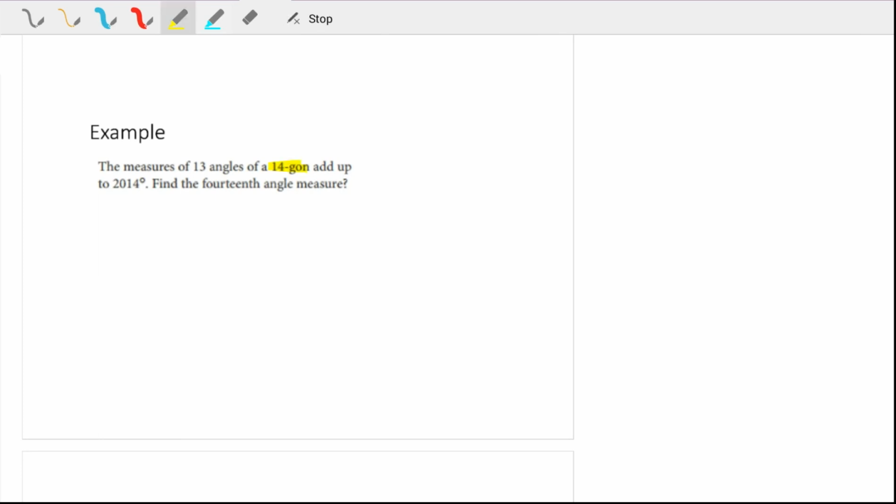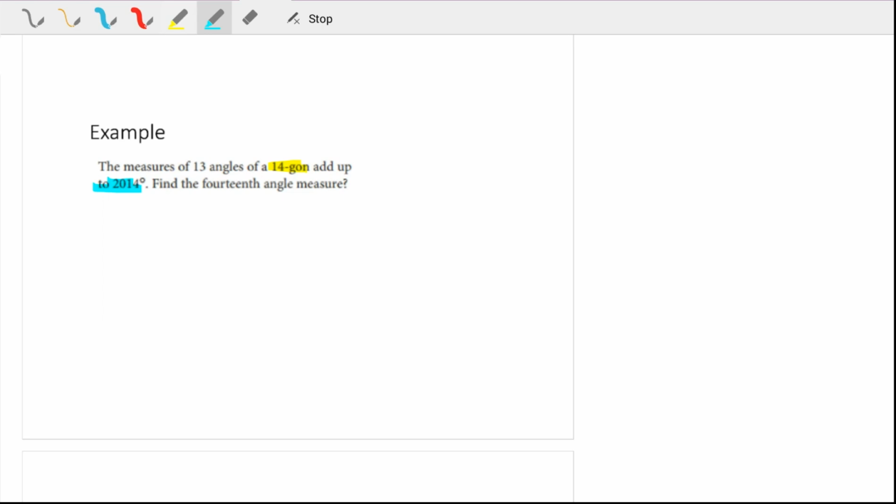Since it's a 14-gon, we can think about what all the angles should add up to. I know some of you might look at this right here and say, well, doesn't it mean it's going to add up to 2014? No, read the sentence. You have to be very careful. The measure of 13 angles of a 14-gon add up to 2014. So they're basically giving you already 13 angles. You have to get the last one.